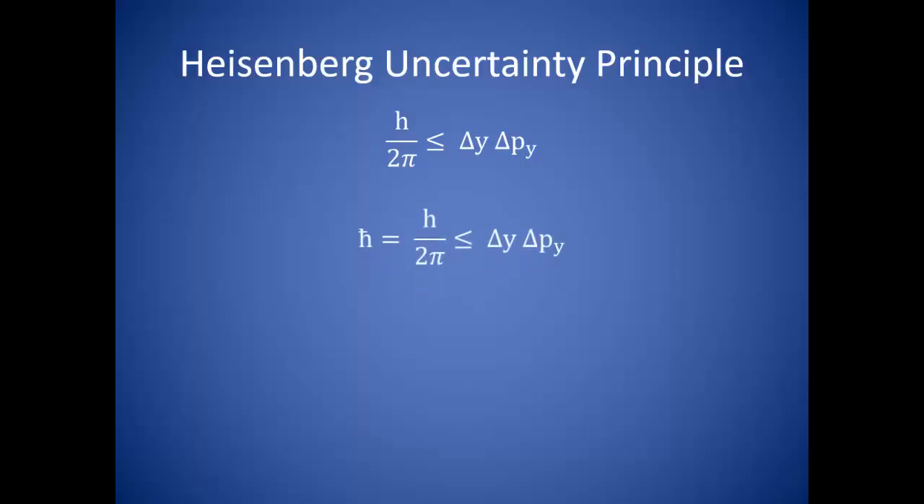The quantity h over 2 pi is used quite often in quantum mechanics, and so it gets its own designation of h bar. We can actually work this out since h and pi are definite values, so h bar is equal to 1.055 times 10 to the negative 34th joule seconds.